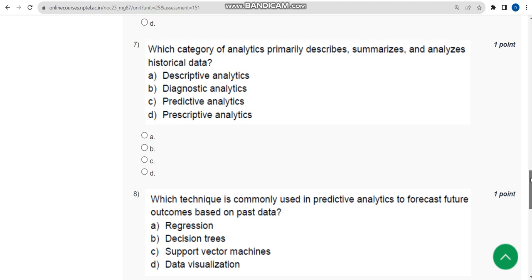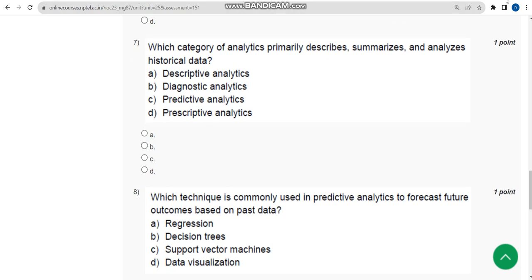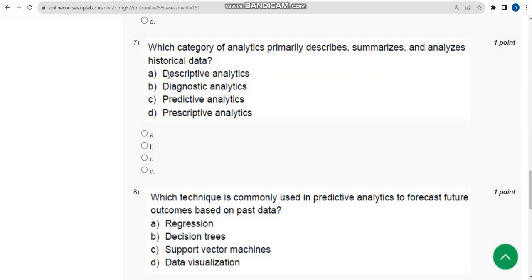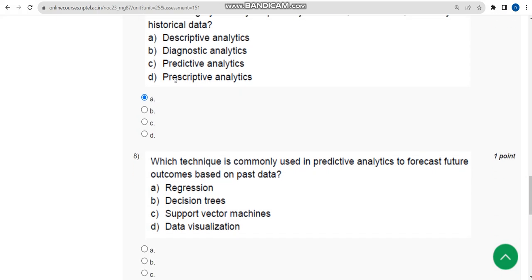Seventh question: which category of analytics primarily describes, summarizes and analyzes historical data? Here, if you see, history means definitely it's about description, right? So option A, descriptive analytics. So mark option A as the correct answer for the seventh question. Now let's move on to the eighth one.